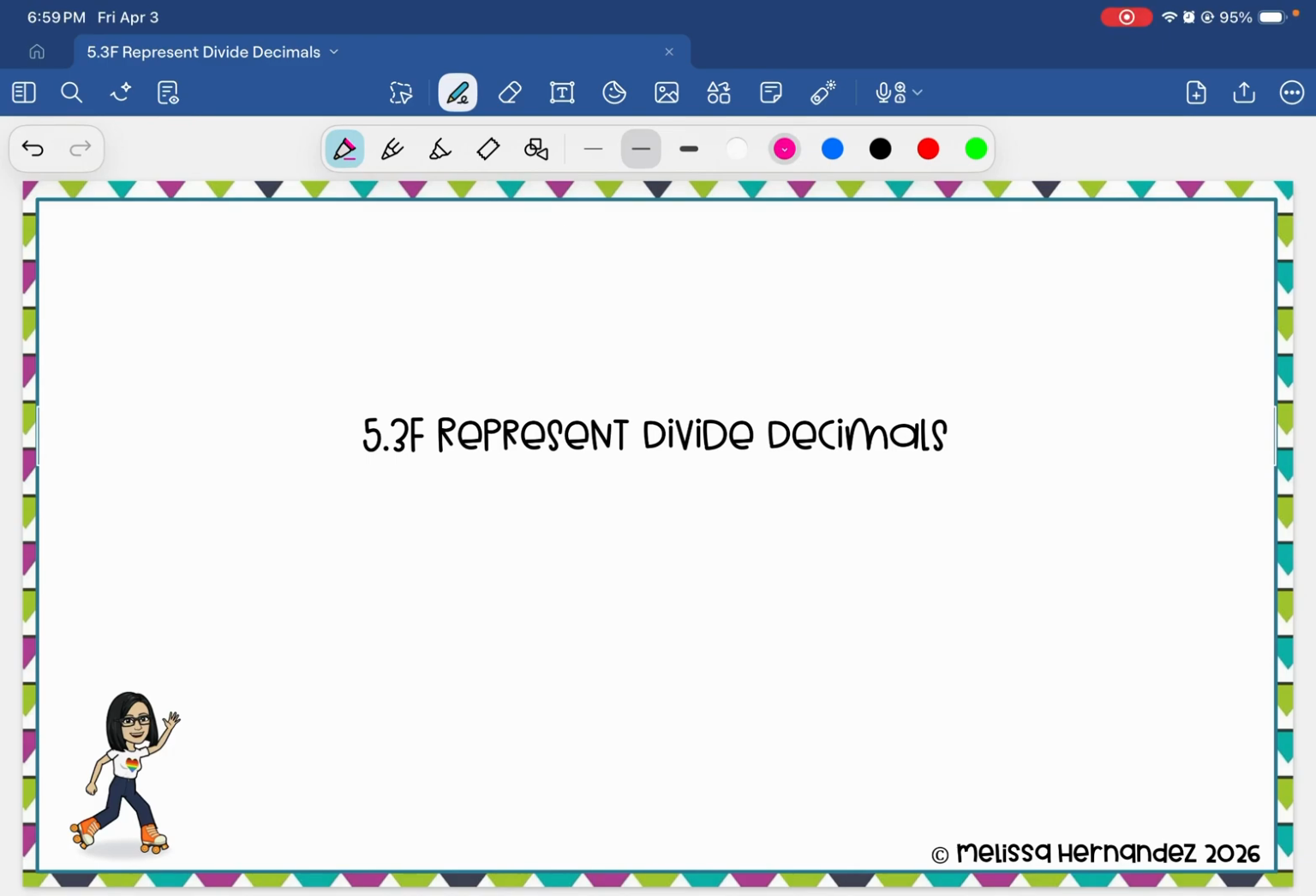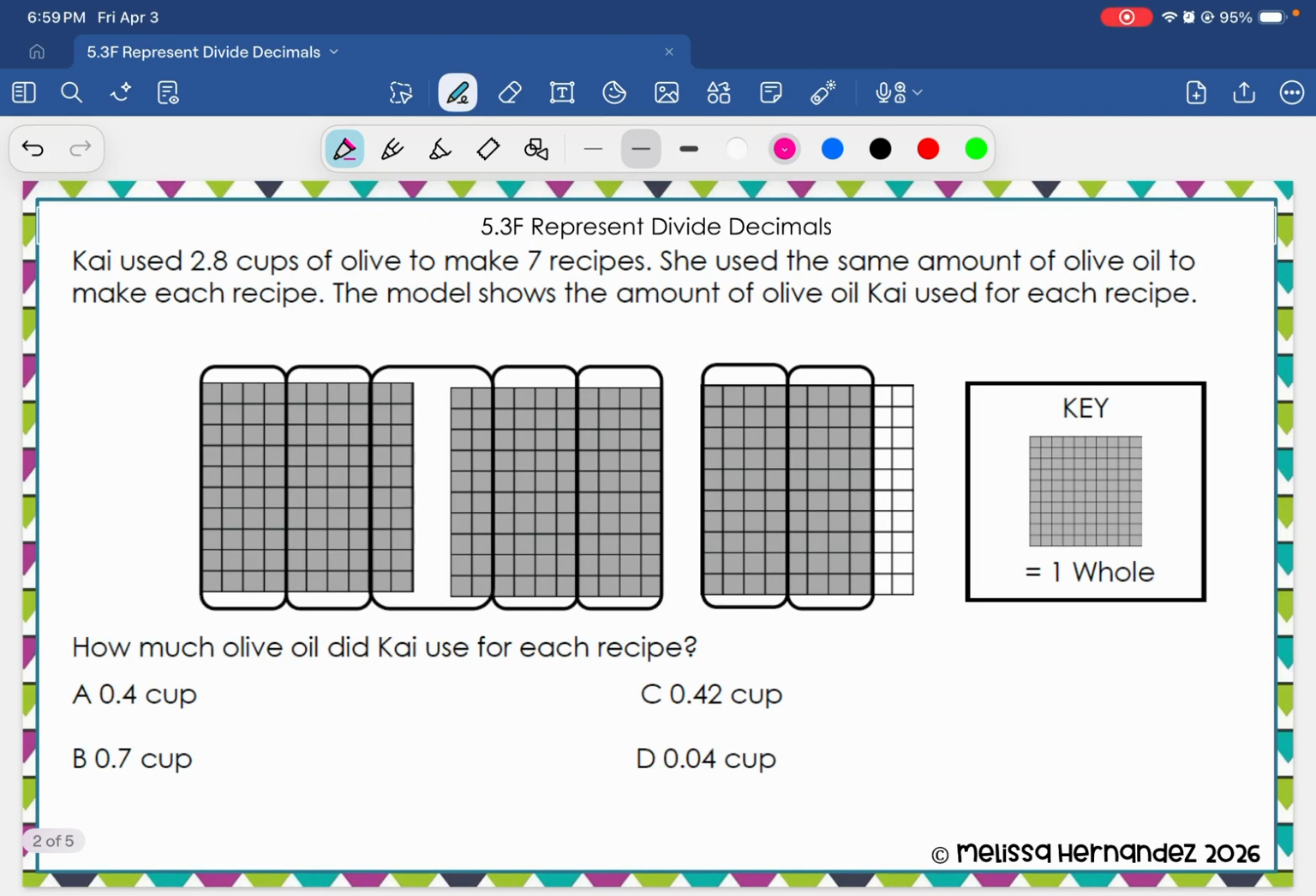Today's video will focus on dividing decimals, but we're going to use models. Let's get started. Kai used 2 8/10 cups of olive oil to make 7 recipes. She used the same amount of olive oil to make each recipe. The model shows the amount of olive oil Kai used for each recipe.